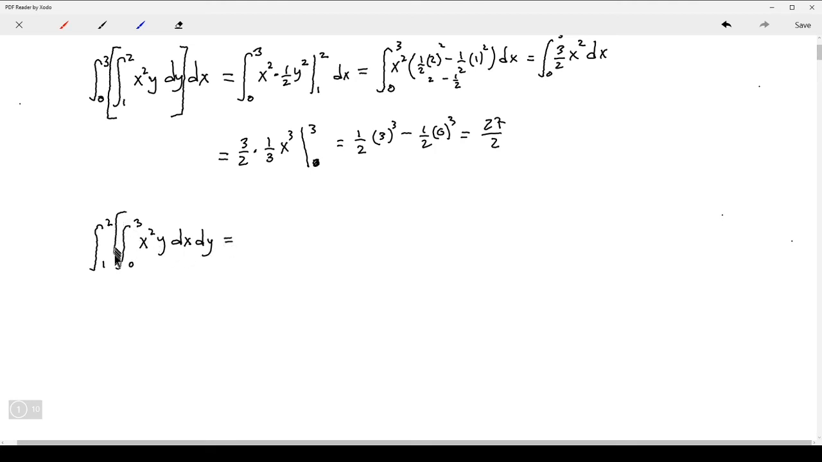So I'm still working on the inside integral first. Only this time, I'm doing dx first, which means y is a constant. So I'm going to bring this over here. I do the antiderivative with respect to x. Y is a constant, so I'm just going to put the y there, times the antiderivative of x squared, which is going to be 1/3 x to the third. And then that is getting evaluated from 0 to 3. And we are left with dy.